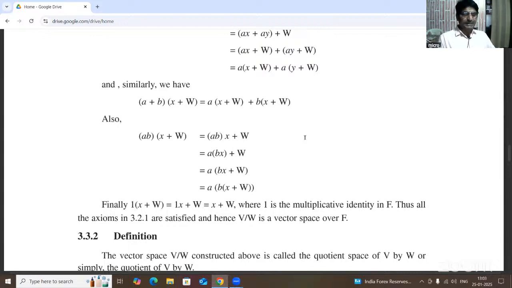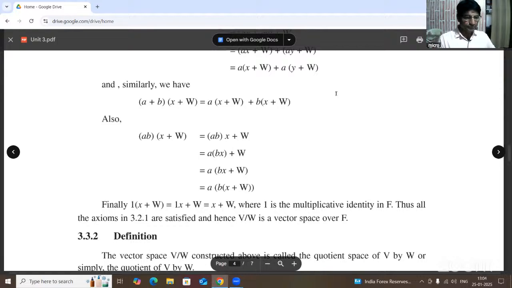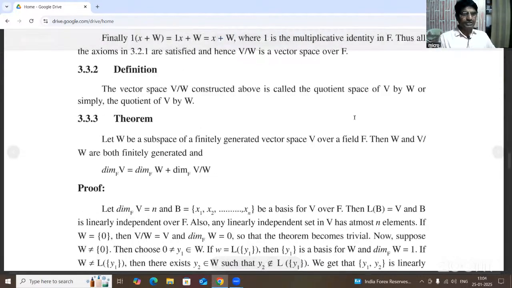Define linearly dependent and independent, and practice the problems along with the definitions, from LD and LI. LD means linearly dependent and LI means linearly independent. Okay. Now define quotient space.